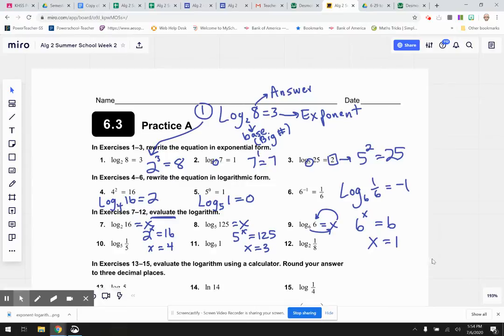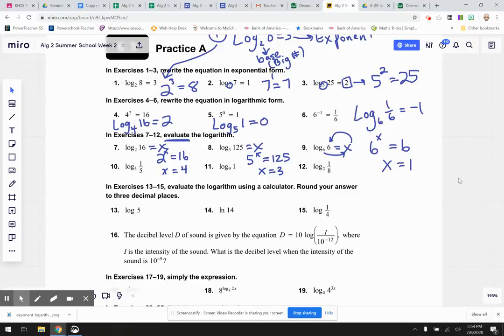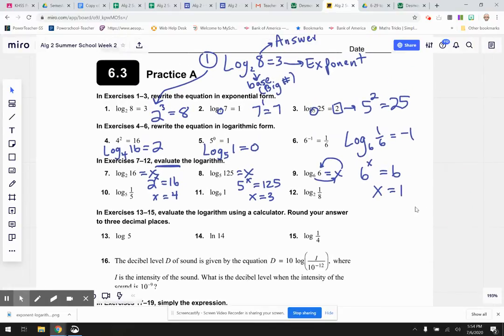Let's do numbers 10, 11, and 12. Leave it like that for you.